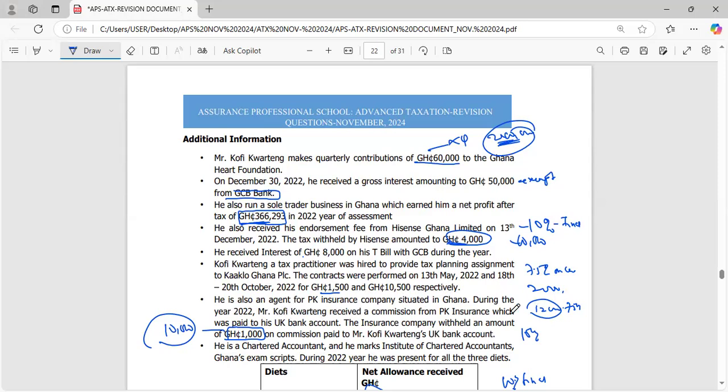Commission is on account. 10% was 1,000 tax was deducted. So that means the gross amount is 10,000. So we'll be adding the commission of 10,000. I think that's the last one. The marking is final, so we don't add the marking.